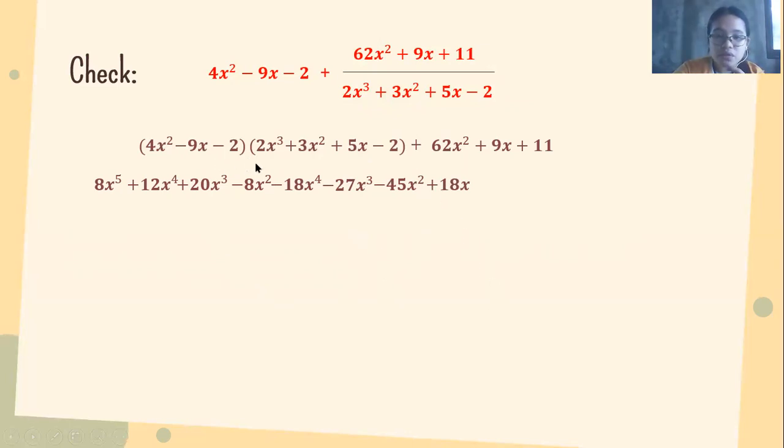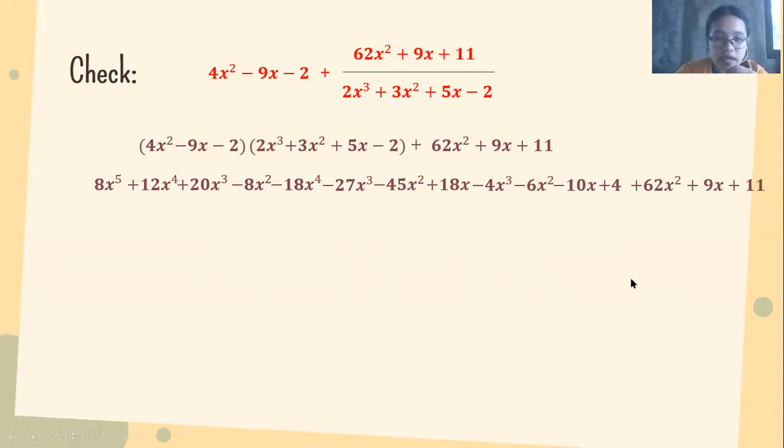Next, negative 2 times 2x cubed, we have negative 4x cubed. Negative 2 times 3x squared is equal to negative 6x squared. Negative 2 times positive 5x is equal to negative 10x. Negative 2 times negative 2 is equal to positive 4, plus 62x squared plus 9x plus 11.